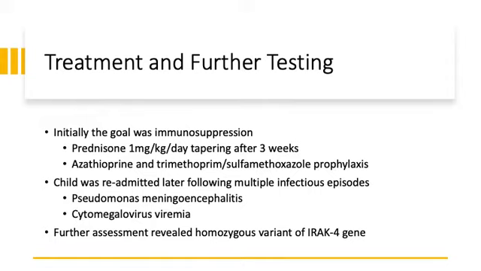At this point in the case, the goal for the boy was immunosuppression. So they started him on prednisone at 1 milligram per kilogram a day and had it taper off at 3 weeks. They also started him on azathioprine and trimethoprim sulfamethoxazole prophylaxis. Later on, however, the boy was readmitted following multiple infectious episodes. This included Pseudomonas meningoencephalitis and cytomegalovirus viremia.